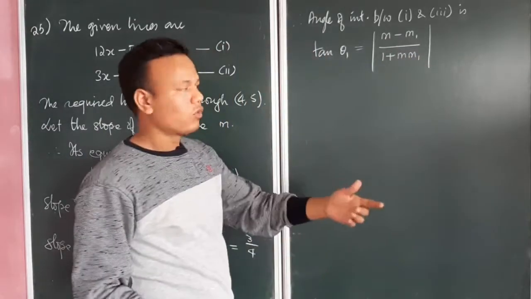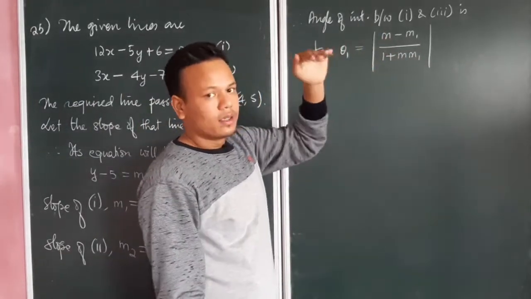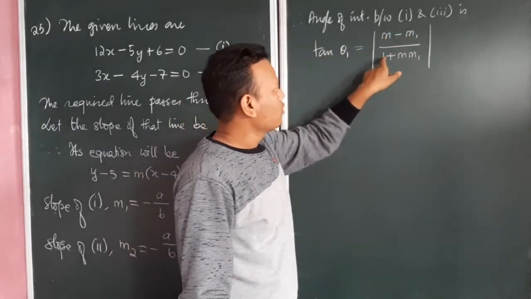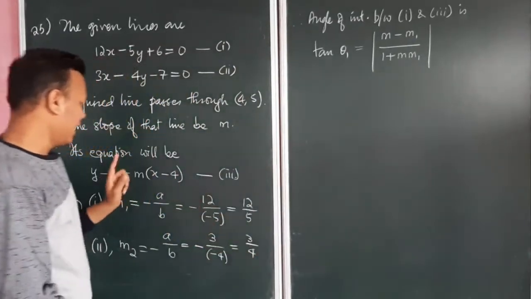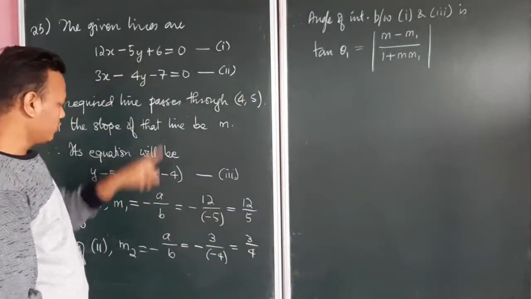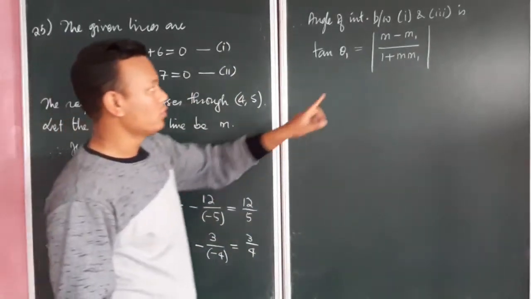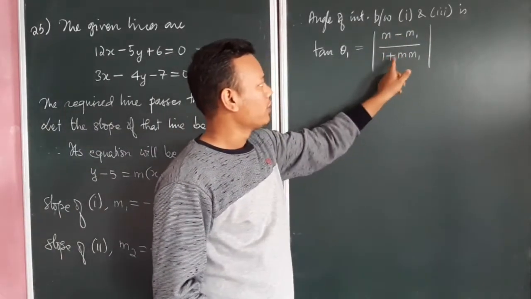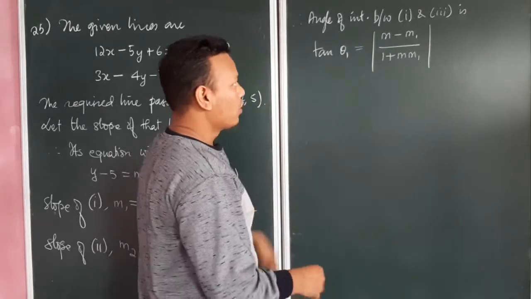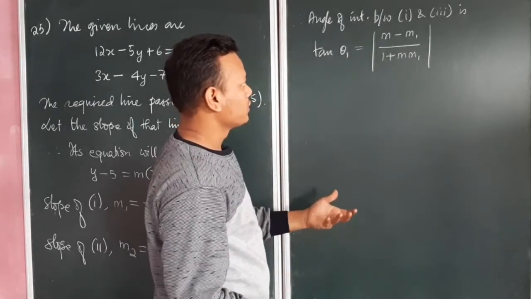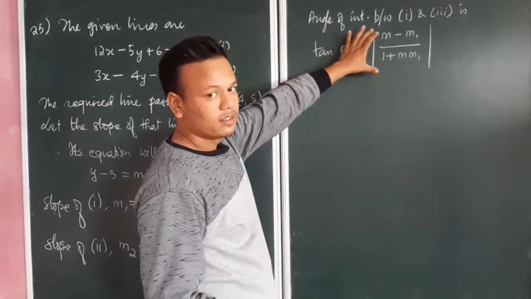Now I have modified the formula because it has to actually be (m1 minus m2) whole divided by (1 plus m1 m2), right? But here the two slopes are m and m1, isn't it? That's why I've used (m minus m1) whole divided by (1 plus m into m1). Alright, so now let us put the values out here. Okay, let me keep it as it is for now.